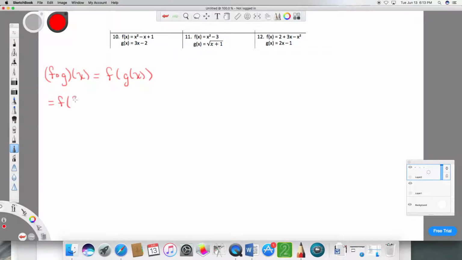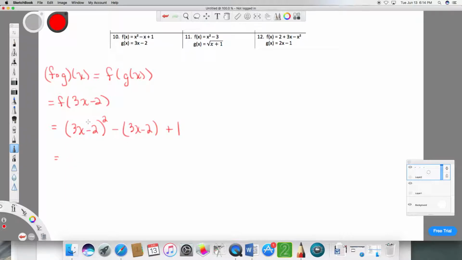G is 3x minus 2. F is the function that always creates a trinomial. The first term is always the input squared. The second term, you subtract the input, and then finally you add 1. So this time the input is 3x minus 2.